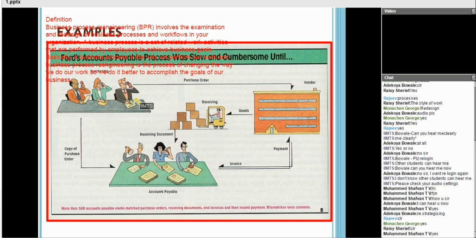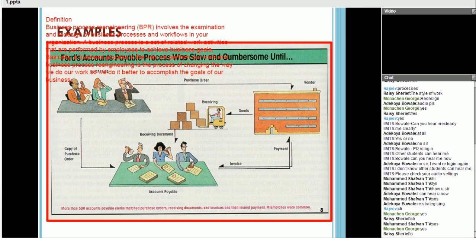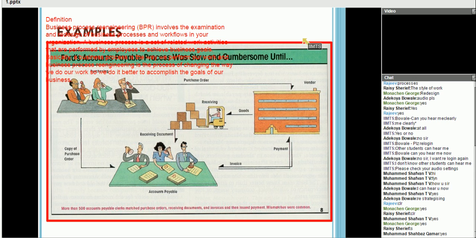Yes or no? Okay, Shafwan says yes, Monachin says yes. What about others? Rezi says yes. Okay, Shahbaz also says yes, fine. So the majority of you are familiar, fine. So Ford's accounts payable process was slow and cumbersome until... Now let's see what happened. The earlier process and after applying business process re-engineering, how things changed.